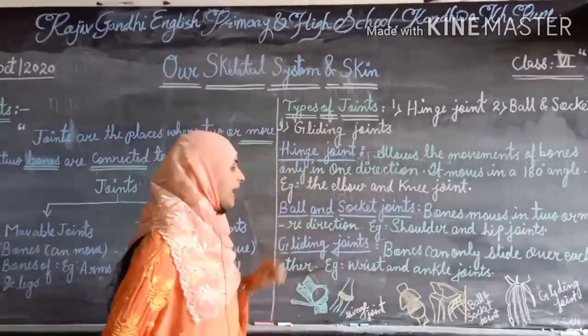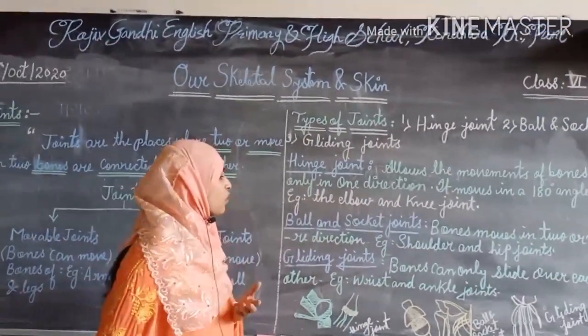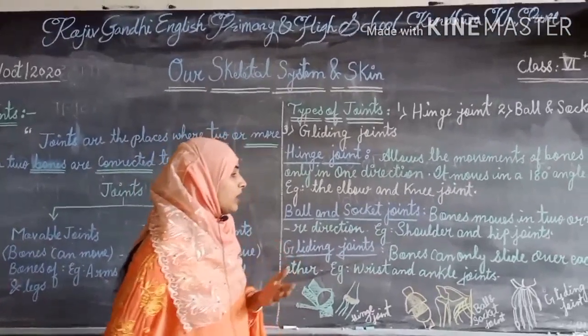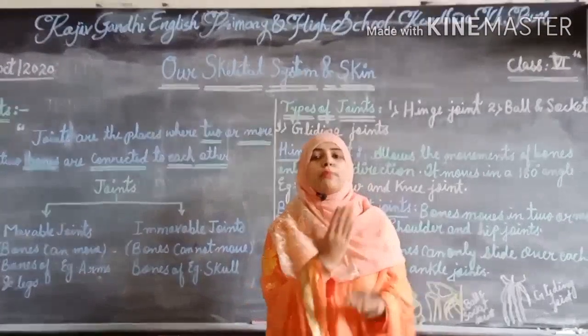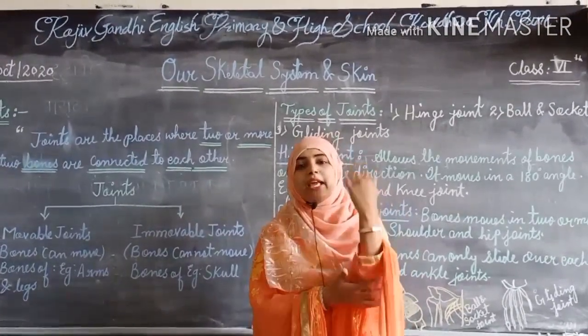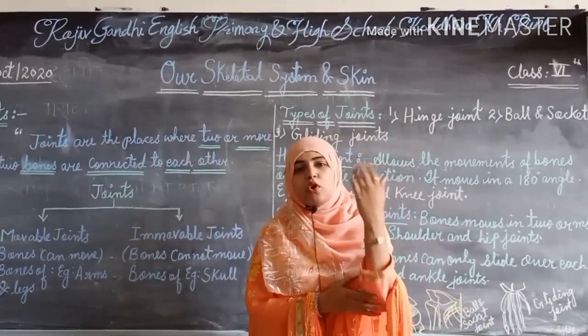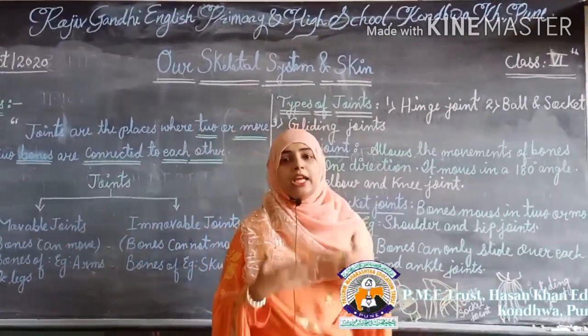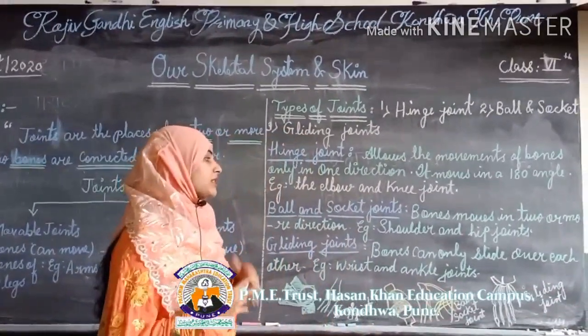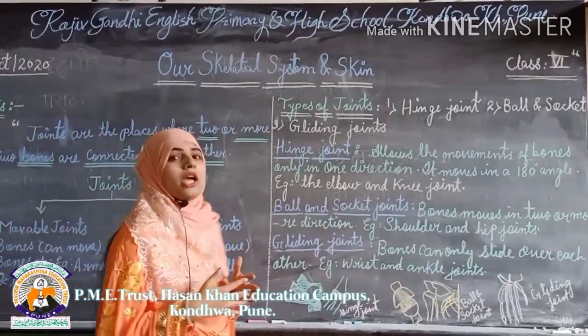Now the third one is the gliding joint. Gliding means what? Bones can only slide over each other. How will they be? The bones will simply overlap one another, sliding like this. So that joint is known as the gliding joint. Bones can only slide over each other.